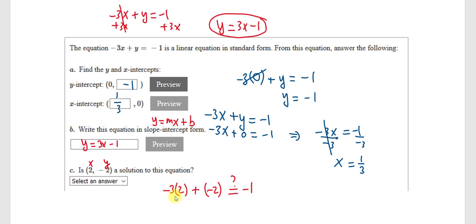So minus 3 times 2 is minus 6. Minus 6 minus 2 is minus 8. Minus 8 and minus 1 are not equal. So the answer here is no. This point is not a solution to the given linear equation.